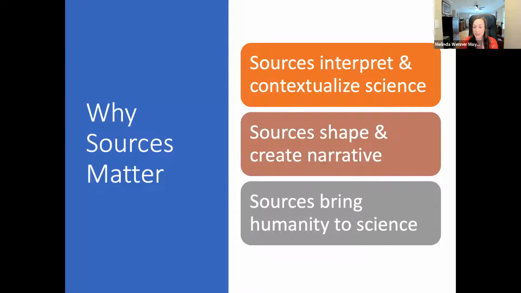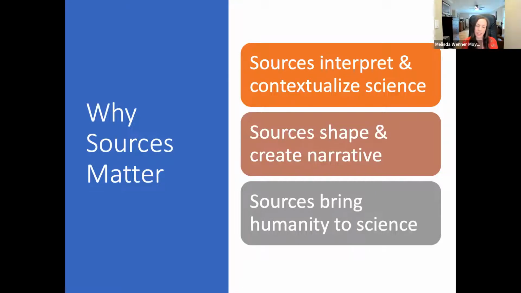So first, sources are so important when we are writing and editing science stories because they help to interpret and contextualize the science that we're covering. A lot of writers and editors who are covering science don't necessarily have expertise in the exact area of science they're covering. And so we don't necessarily know just how important or robust a particular finding might be. And that's what sources are so valuable for. They can give us the context that we need to figure out just how newsworthy a particular finding is.